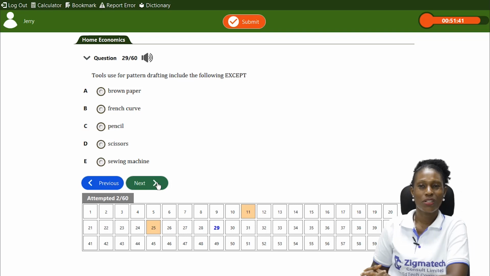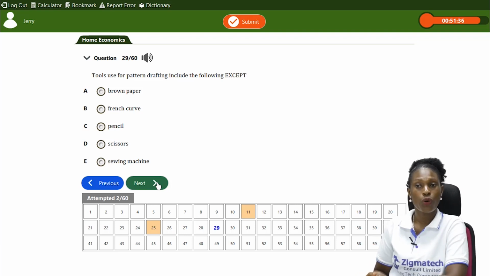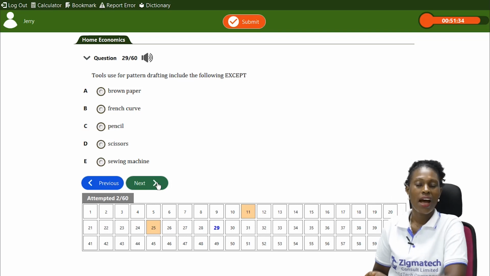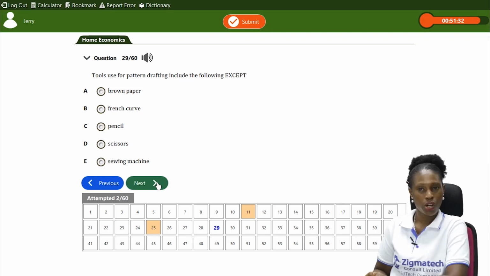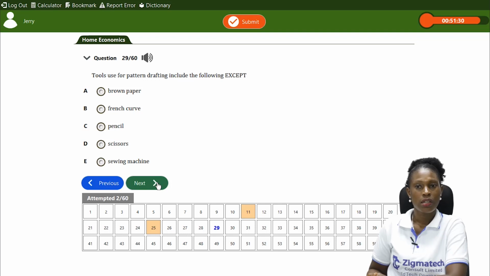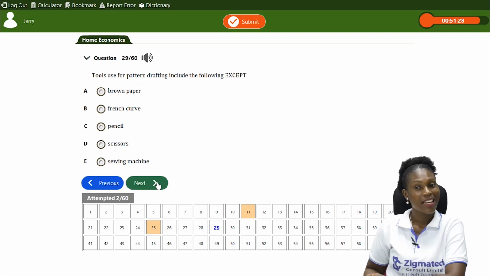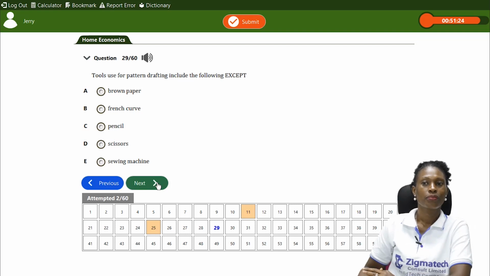Okay, let's look at this question. Tools used for pattern drafting include the following except A, we have brown paper, B, we have French curve, C, we have pencil, D, we have scissors, E, we have the sewing machine. So which of these tools are used for pattern drafting?